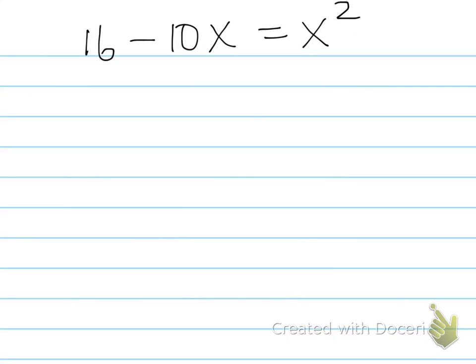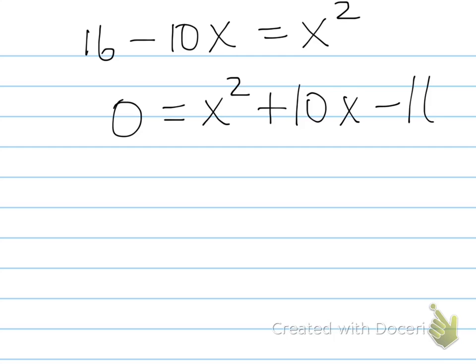Okay, so we have a quadratic. We're going to have to put this in a more familiar form. So let's put it all equal to 0. So add 10x and minus a 16.